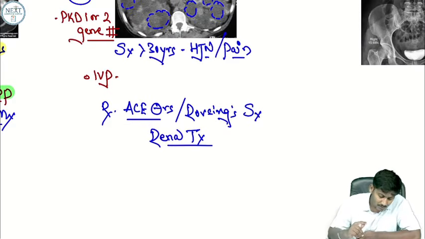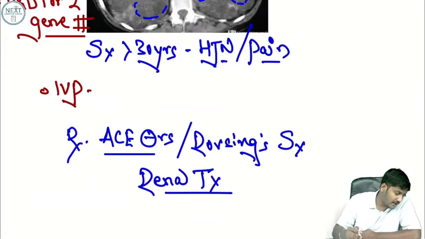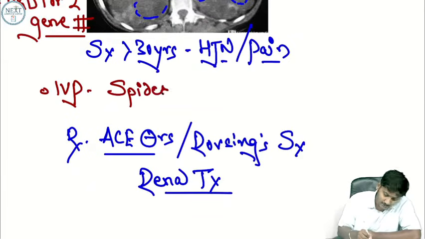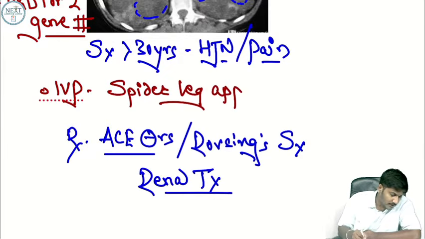Remember, if they ask you about the IVP in patients of PCKD, beta, very good. The IVP or intravenous pyelogram gives you a very classical appearance known as a spider-like appearance, beta. It definitely gives you a classical spider-like appearance. That is what is important to be remembered. Okay, so remember this point.